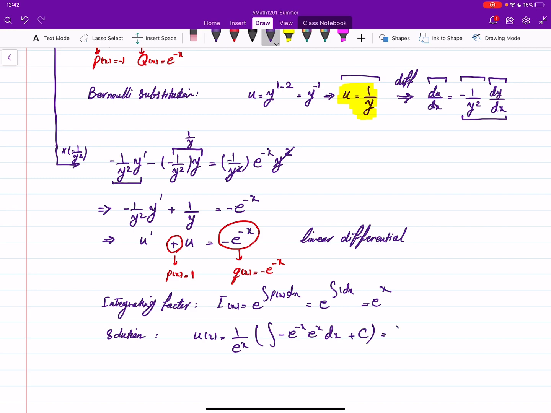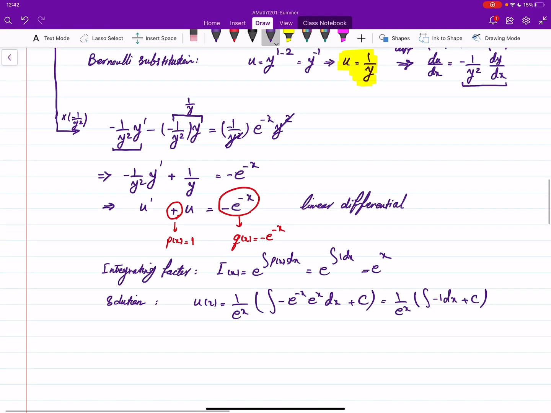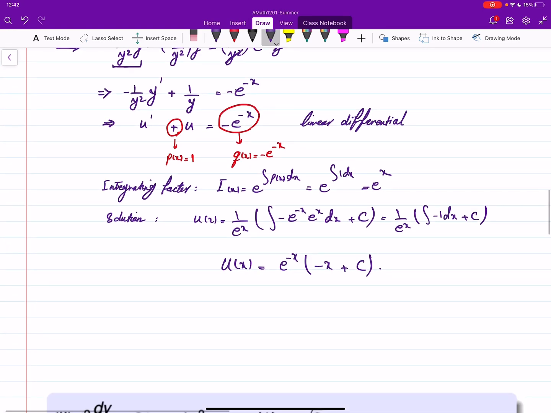And as you can see, this is 1 over e^x, integral of negative 1 dx plus c. And well, that will solve my differential equation. This is e to the power negative x times integral of negative 1, which is minus x plus c. That's nice. We turned our nonlinear differential equation to a linear one. We solved it. Now here is the last step.